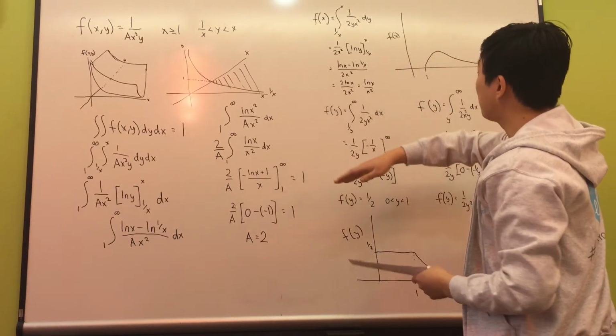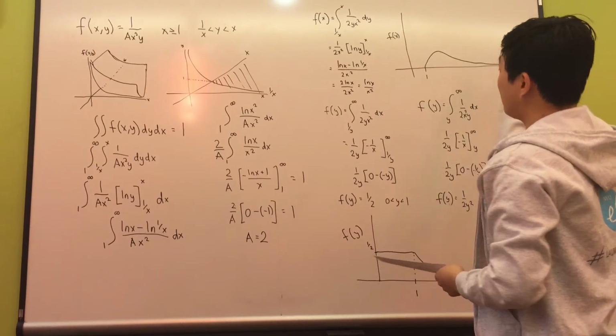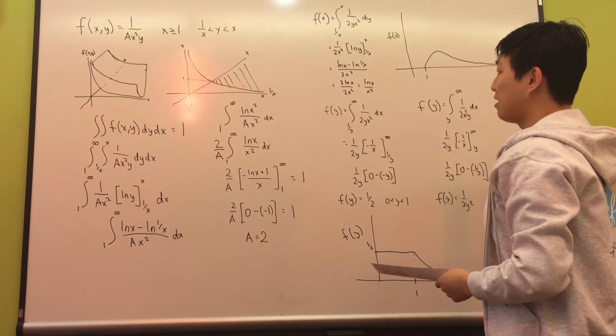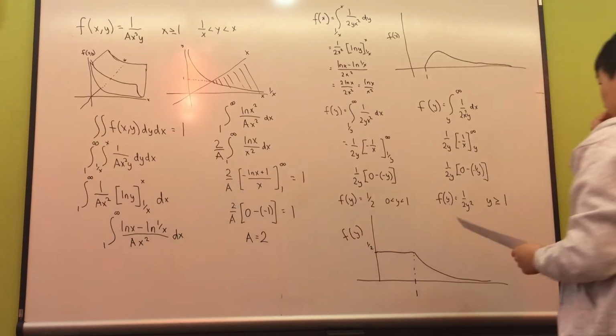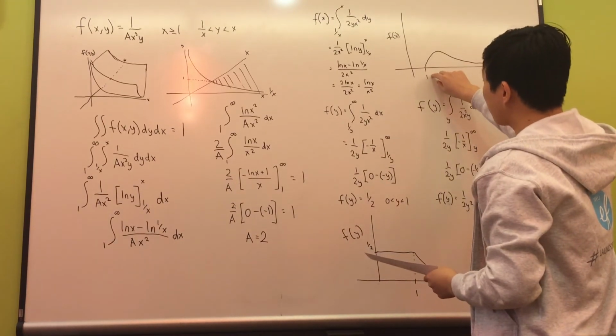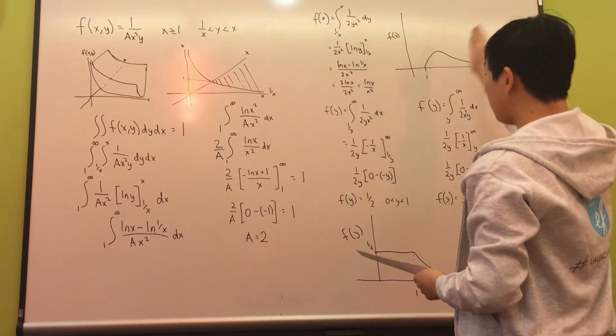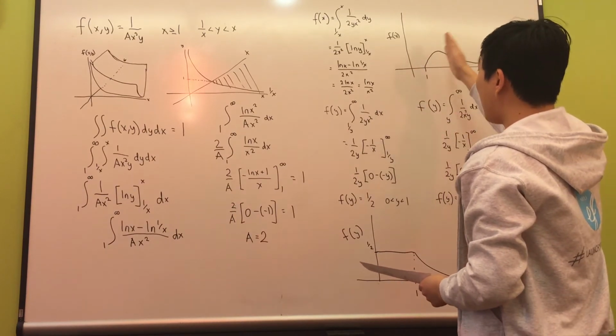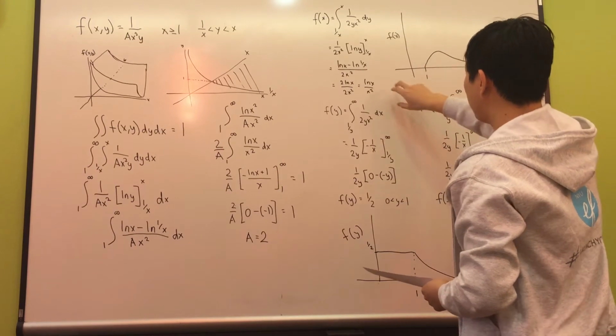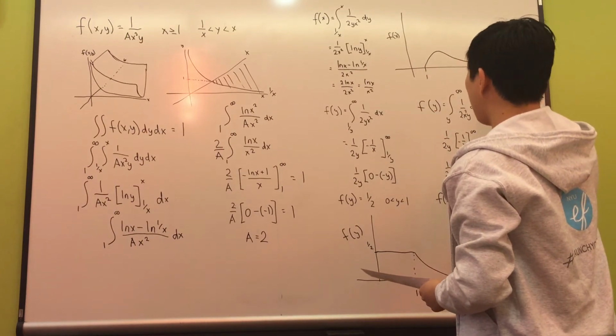This function does not exist for when x is less than 1, because the log of a value less than 1 does not exist. And so this graph increases to a certain point until x squared dominates the function, and then this function goes to infinity. At infinity, it goes to 0.